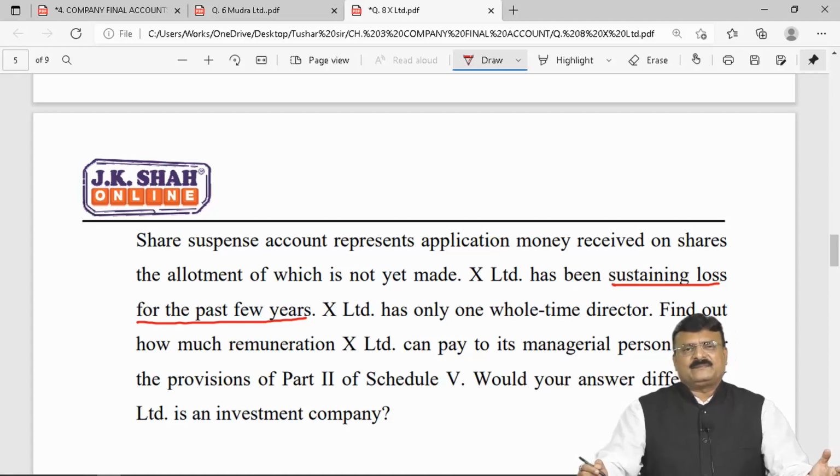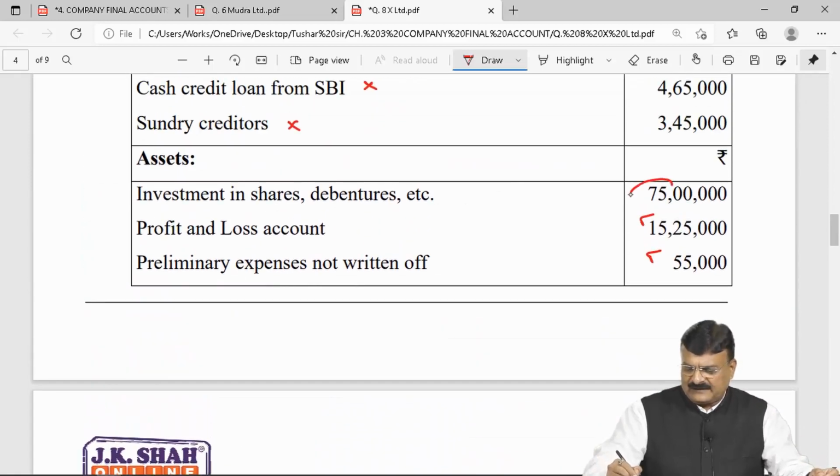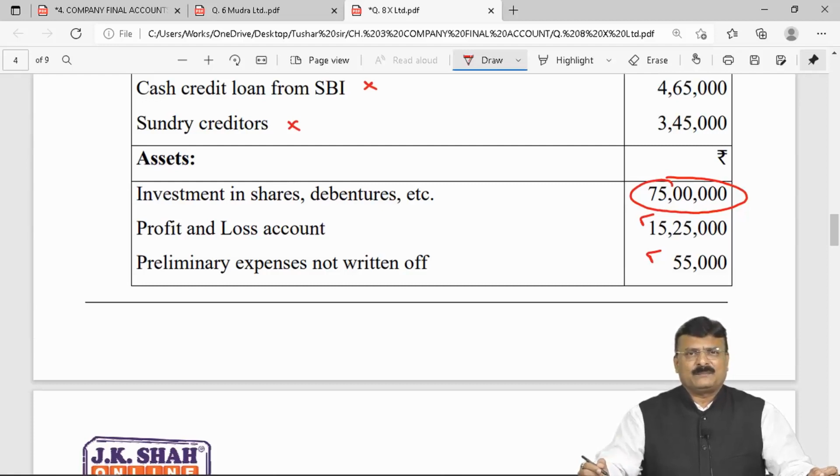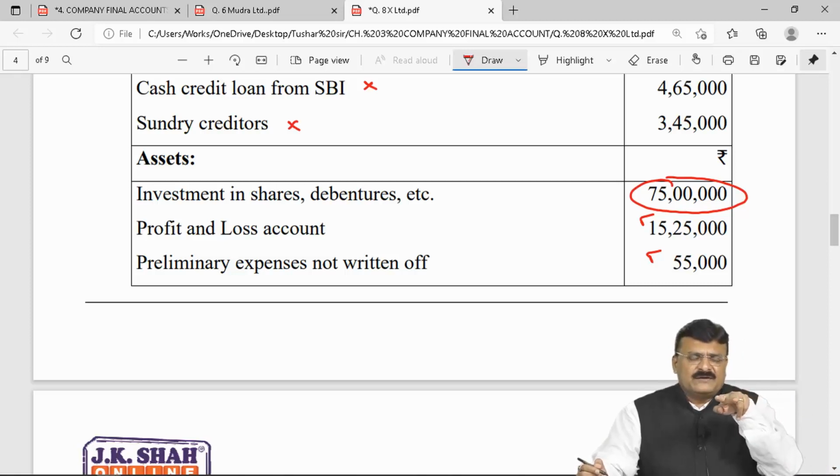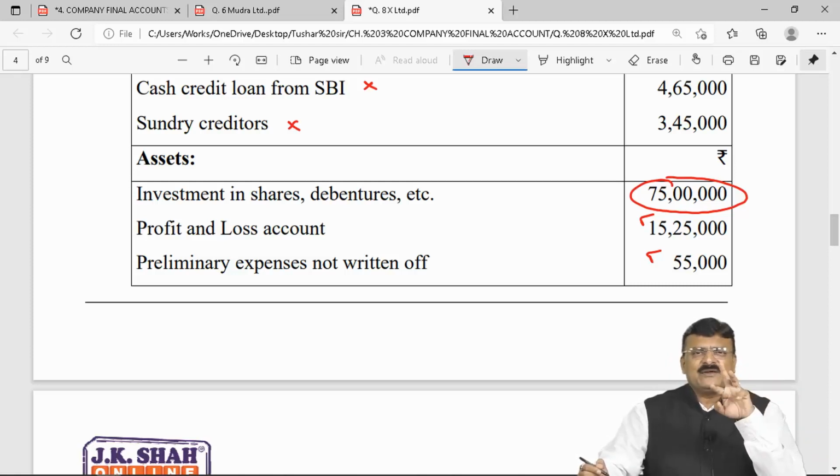Yes, it can differ because of that investment. The investment amount in our sum is 75 lakhs. For an investment company, we will not subtract 75 lakhs, but for a non-investment company, we will subtract 75 lakhs. Because of this difference of 75 lakhs, if the slab changes, like you know it very well, the slabs are up to 5 crores, then next slab, etc. If the slab changes, the managerial remuneration will change. If the slab remains the same, the answer will not change.